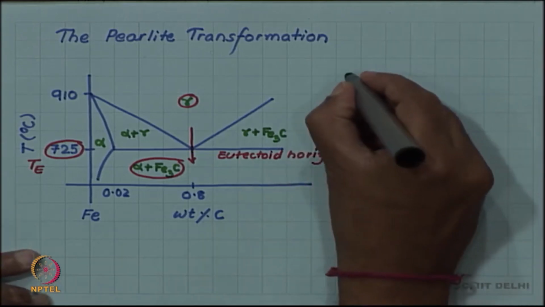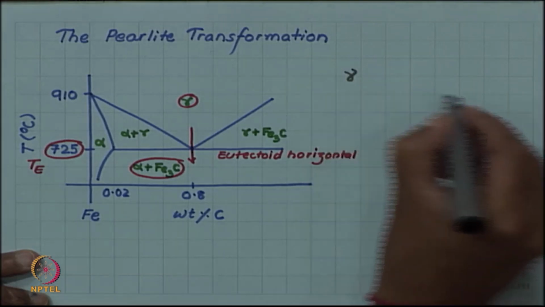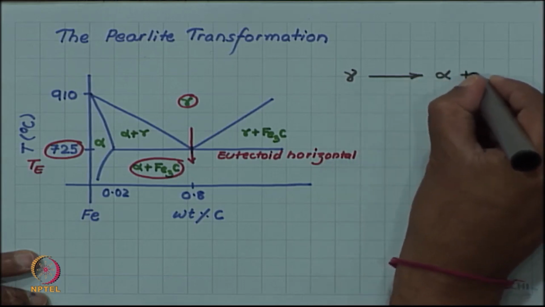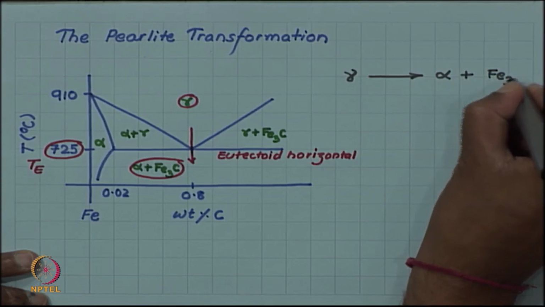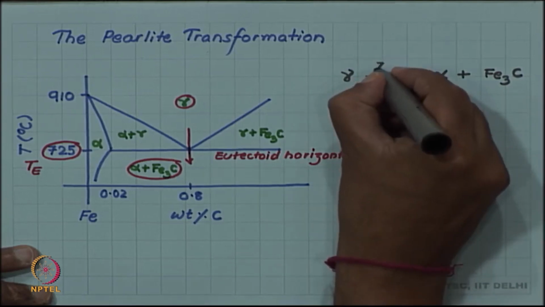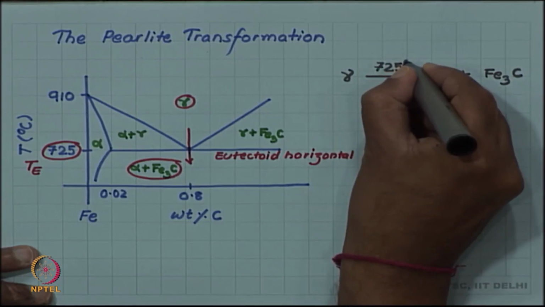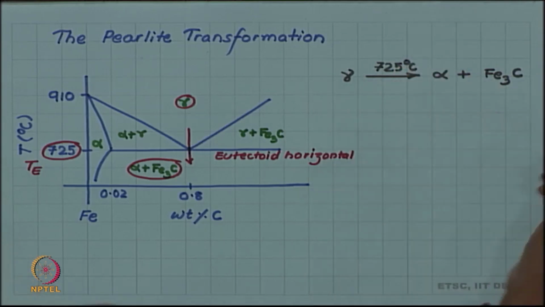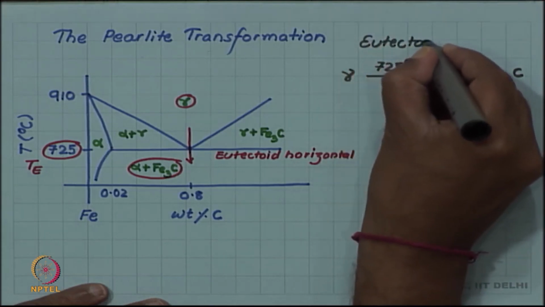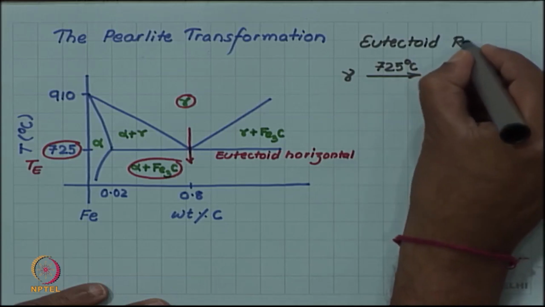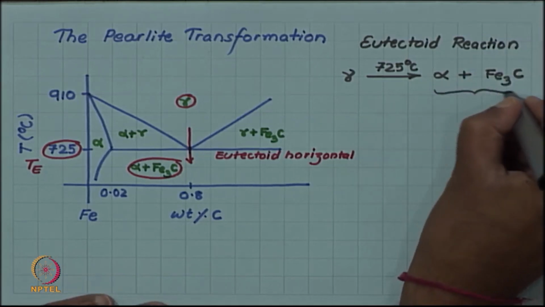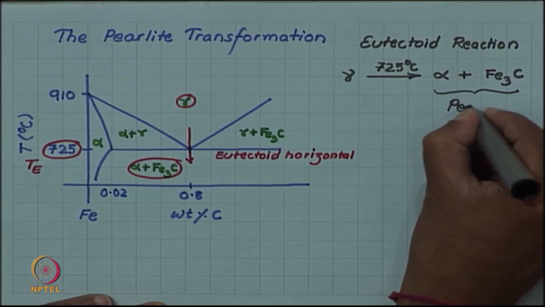So, gamma, which is austenite, transforming into alpha plus Fe3C, the mixture which is called perlite, is the perlite transformation, and it happens at 725 degrees Celsius, which is the eutectoid temperature. This reaction is also known as the eutectoid reaction or eutectoid transformation. And the product of the eutectoid reaction of austenite is called perlite.